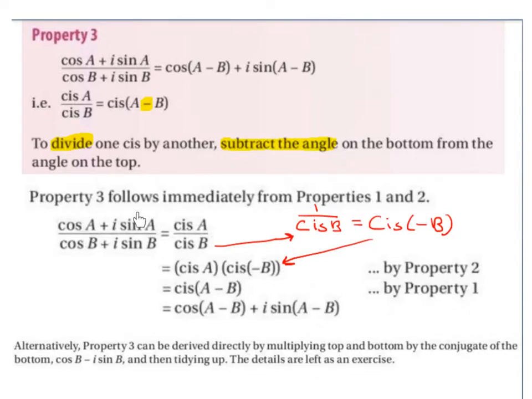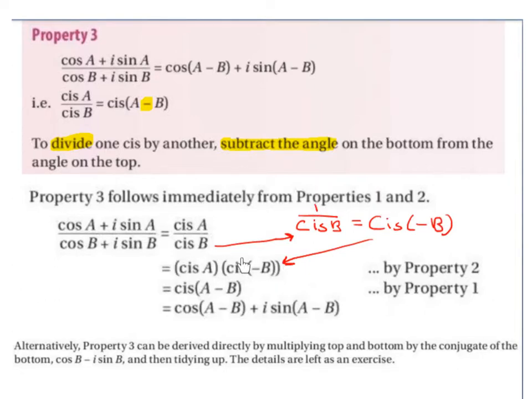So cos A plus i sin A can be simplified to cis A, and cos B plus i sin B can be simplified to cis B. So cis A divided by cis B is going to give us cis A multiplied by cis of minus B, and this is because 1 over cis B is cis of minus B. So again, from property 2, to invert a cis, we change the sign of the angle.